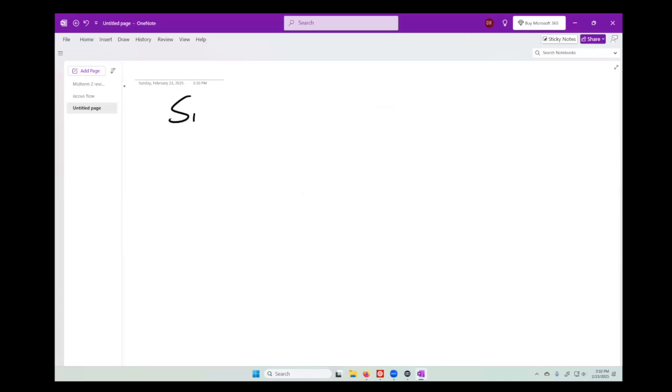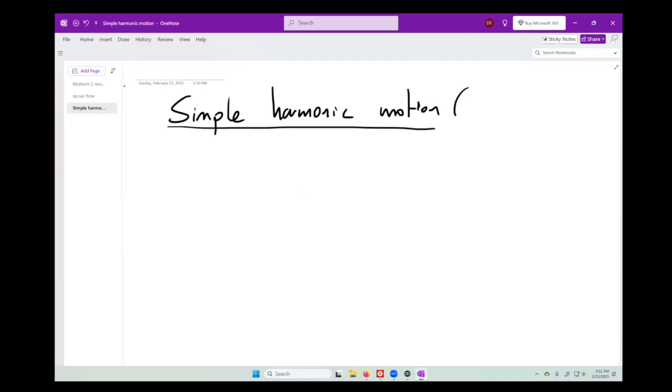Moving on then. Next we talked about simple harmonic motion. The idea here is we have something like a mass on a spring or a simple pendulum.